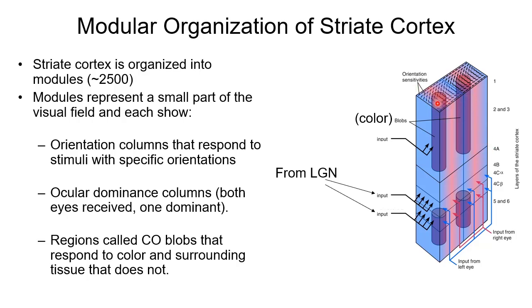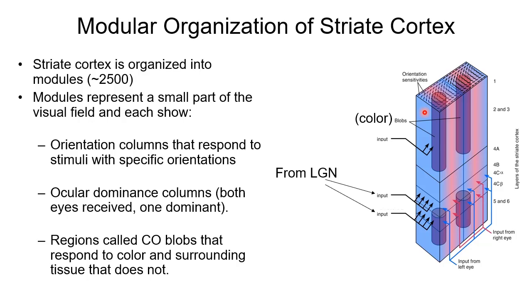These come into regions that we call CO blobs. And I don't want to go too much into this because I think it's more confusing than anything, but there were just early studies that showed that these can be stained using a stain called cytochrome oxidase. So that's where the CO comes from. But what you should know is that these areas are important for responding to color, and the areas that don't stain for this do not respond to color.